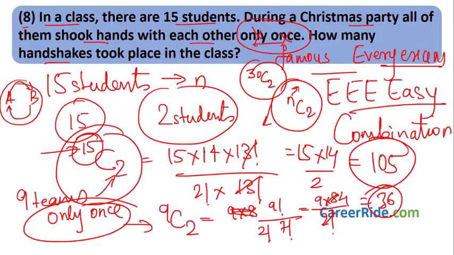So over here what can we have? We will have 105 when it is only once. Simply multiply by 2, you will get 210. But mostly this is not asked. They only ask how many of them shook hands with each other only once.